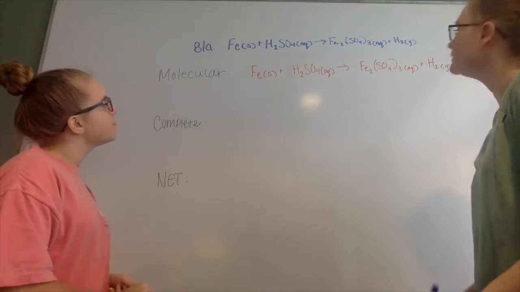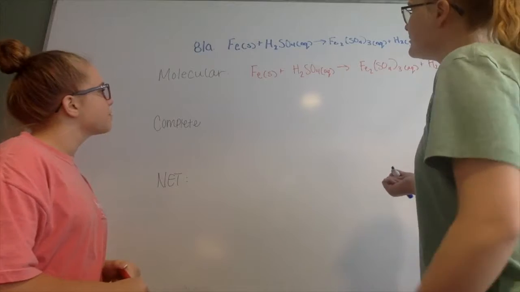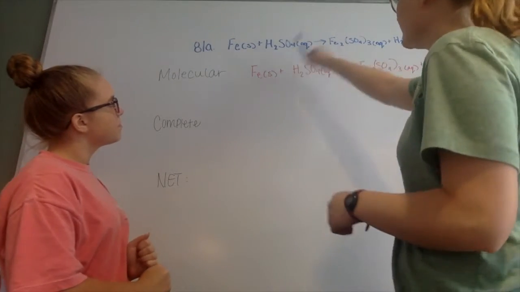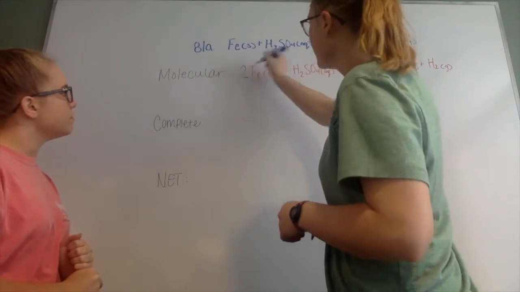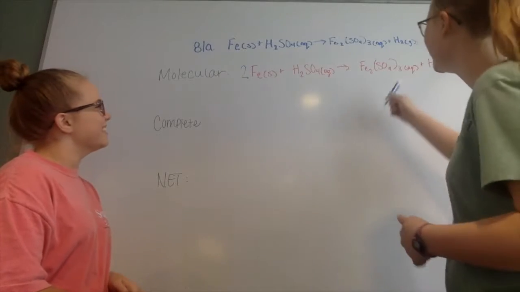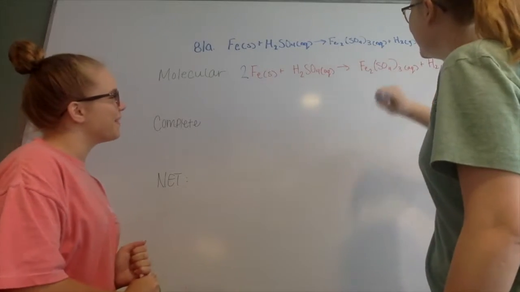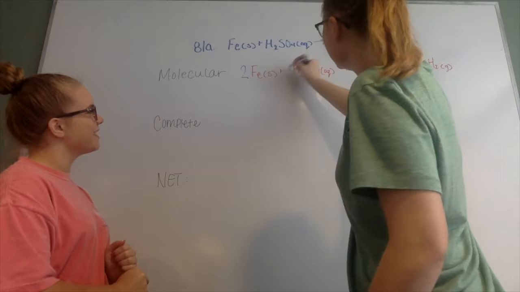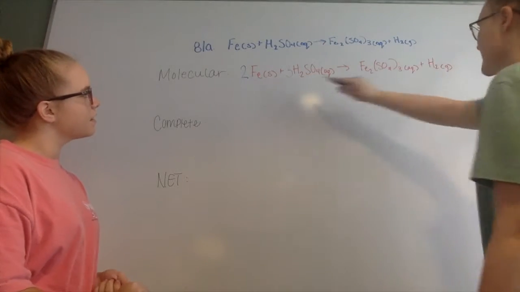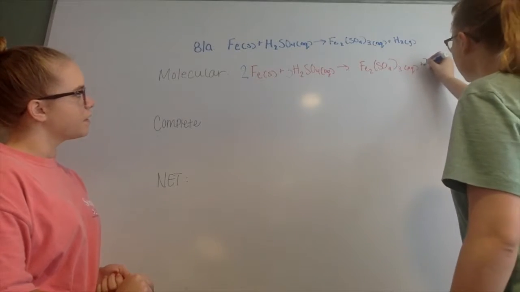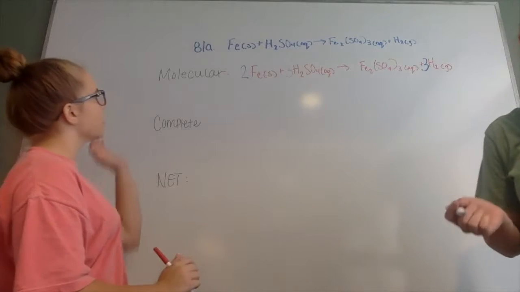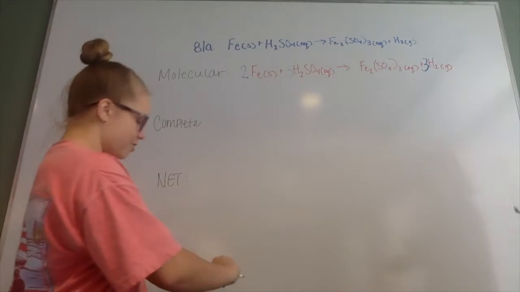Right, and then to solve, we first need to balance the equation. Because we have 2 irons here, we're going to need 2 irons over here. And then we have 3 sulfates over here, and so that means we're going to need another 3 over here. And then because this hydrogen has 3, we need to add 3 to the hydrogen gas over here. So that balances out the equation, and that will be the molecular equation.